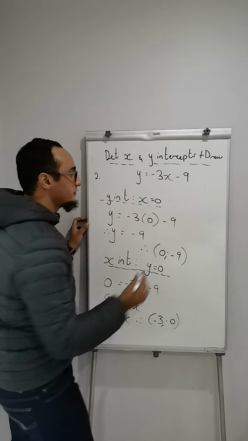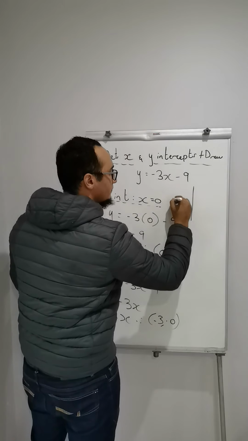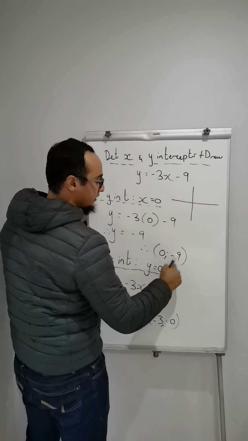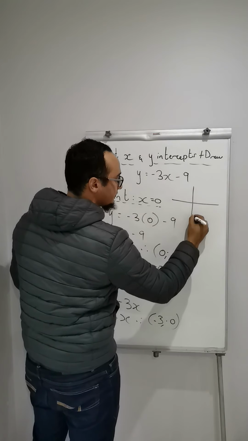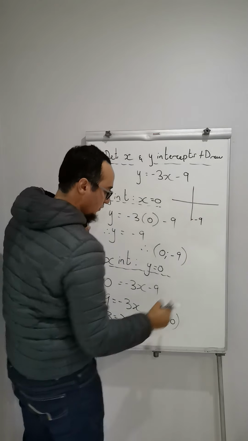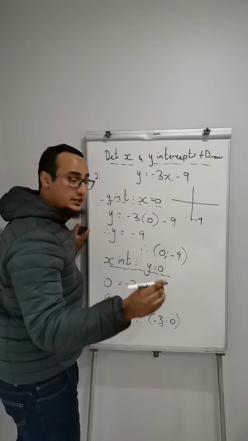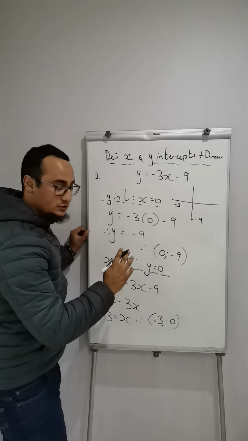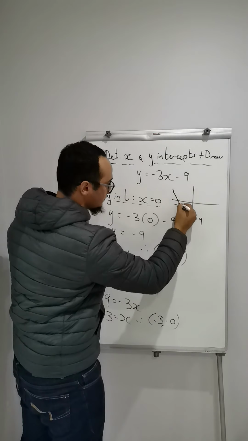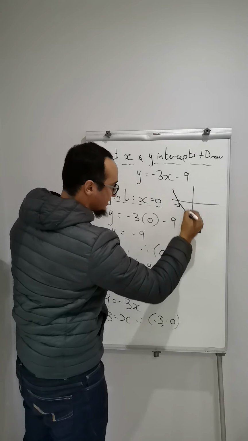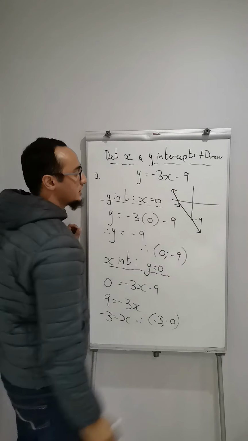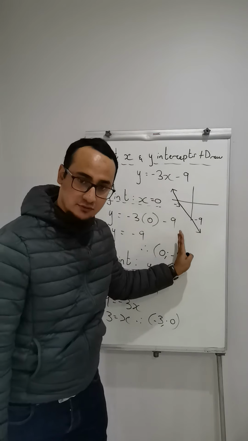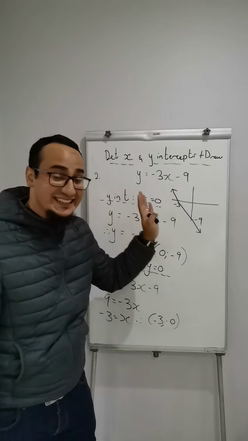Again, let's draw on the side over here. What's this point? 0 and negative 9. What's this point over here? Negative 3 and 0. And what's next? Join the dots. Obviously, you draw a straight line, and over there, make sure you have your arrows to indicate that the graph continues.